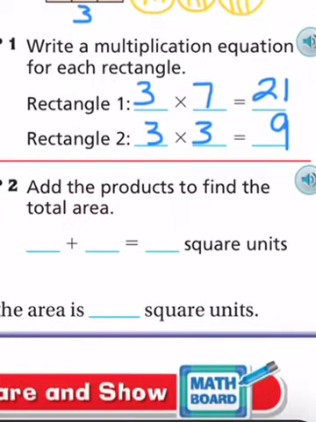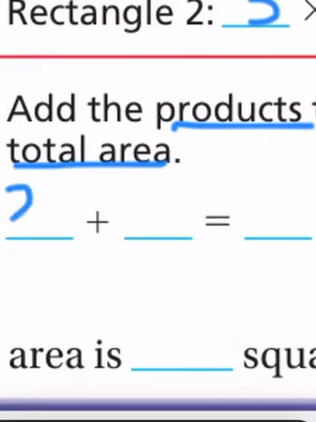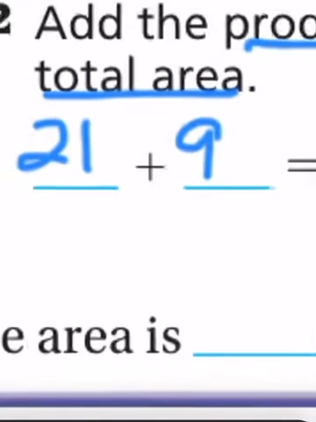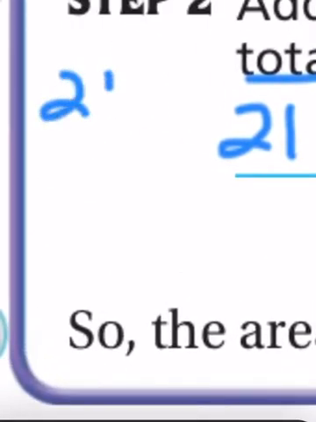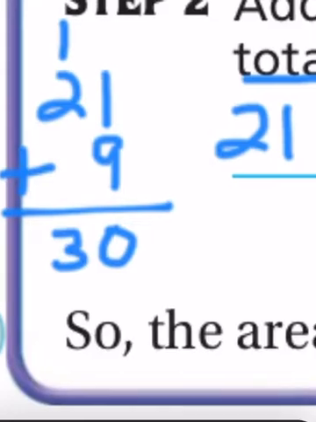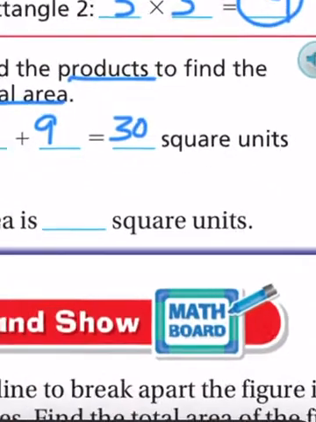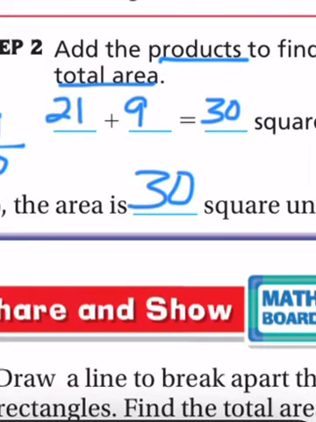Step 2, add the products to find the total area. So I take 21 plus 9, and I can write that over here. 21 plus 9. 1 plus 9 is 10. Add up my tens, and I get 3 tens. 21 plus 9 equals 30. 30 square units, so the area is 30 square units.